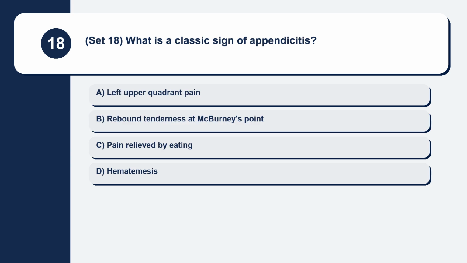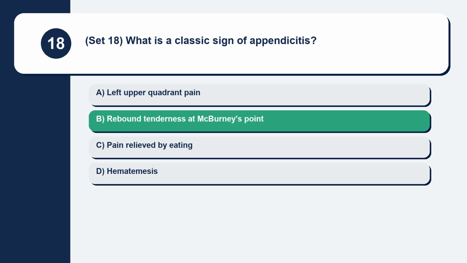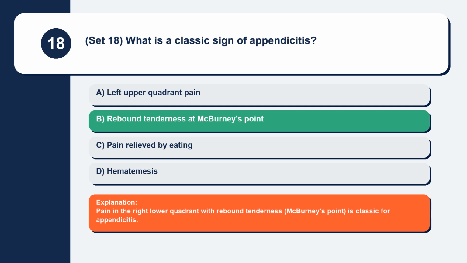Question 18. Set 18. What is a classic sign of appendicitis? Left upper quadrant pain, rebound tenderness at McBurney's point, pain relieved by eating, hematemesis. Pain in the right lower quadrant with rebound tenderness, McBurney's point, is classic for appendicitis.